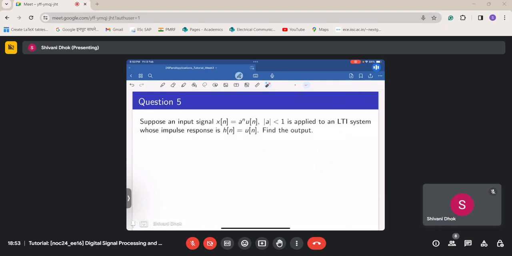So let's start with the fifth question. Suppose an input signal x of n is equal to a power n u of n, and the magnitude of a.